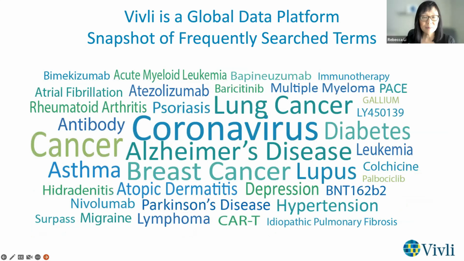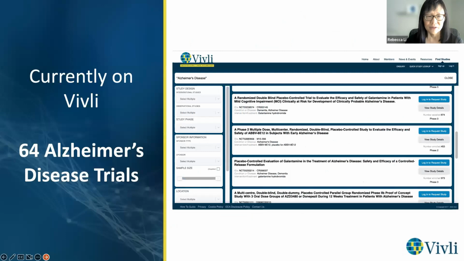When you look at a snapshot of our most frequently searched terms, you can see that Alzheimer's disease is one of our most searched terms on our platform. So currently, if you do a search on our platform, we have 64 Alzheimer's disease trials. That's phase 1 through 3. If you go on the platform, you can use the refiners, such as by phase, by sponsor, sample size, or by location.